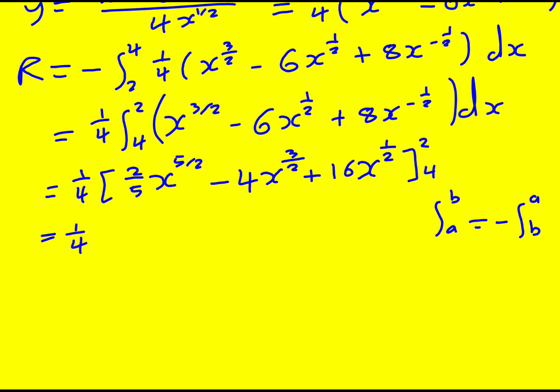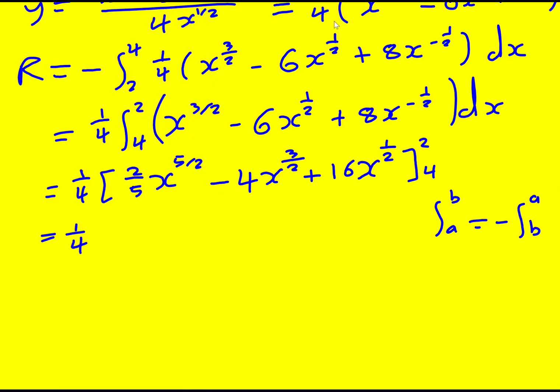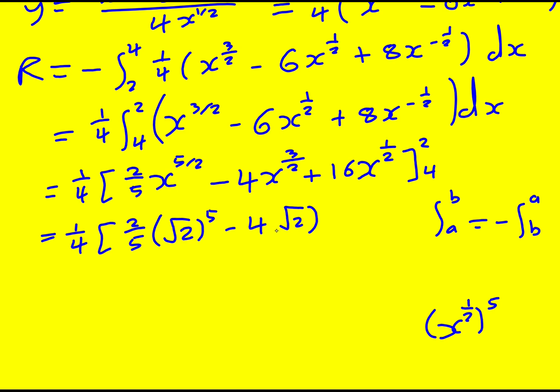Okay, maybe this is where integration by parts and substitution might be a bit nicer because I've got to substitute 2 and 4 in. Remember, I can't just stick this in my calculator because I need to leave it all exact. And I'm not sure our calculator can deal with, say, 2 to the power of 5 over 2. See, straight away you get decimals, but it is achievable actually. So what I can do is write it as x to the half to the power of 5. Therefore, I'm going to get 2/5, and then it's going to be root 2 to the power of 5 minus 4 root 2 to the power of 3 plus 16 root 2.